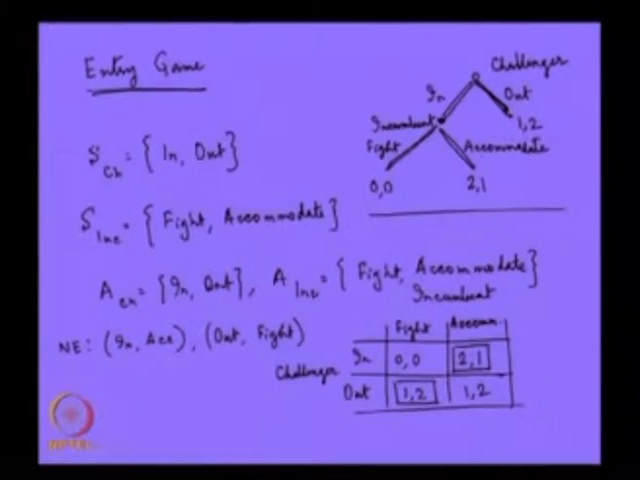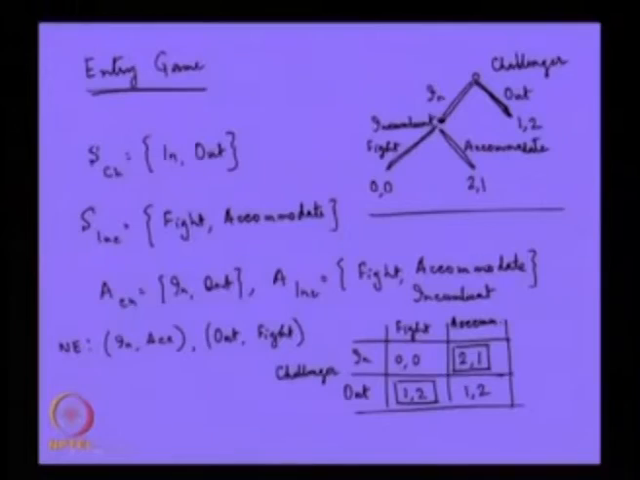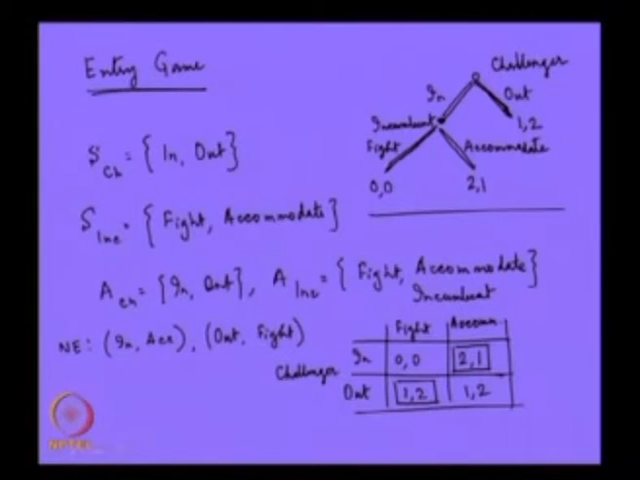From the incumbent's point of view, the incumbent is getting 1. Now, what else could he do? The incumbent could say that I will fight instead of accommodate. But if he fights, given the challenger's action, that is in, the incumbent is getting 0, and 0 is less than 1. So, it is optimal for the incumbent to choose accommodate. Therefore, from the point of view of both the players, in accommodate is an equilibrium, it is optimal.